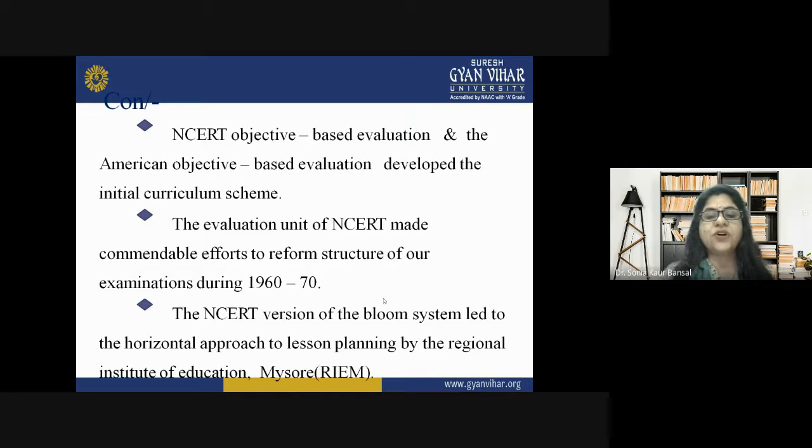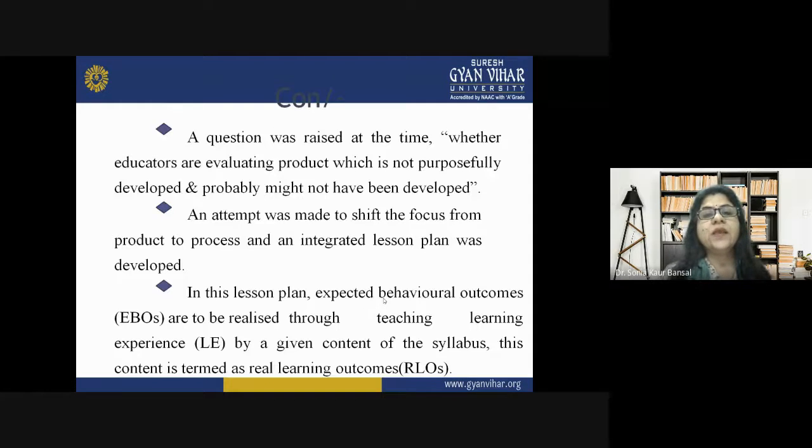The NCERT version of the Bloom system led to the horizontal approach to lesson planning by the Regional Institute of Education, Mysore, RIEM. A question was raised at the time whether educators were evaluating a product which was not purposefully developed and probably might not actually have been developed. So, an attempt was made to shift the focus from product to process. Yes, it was a shift from product to process. So, this is how the lesson plan was developed in earlier stages.